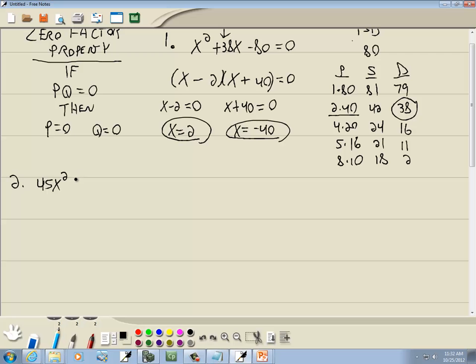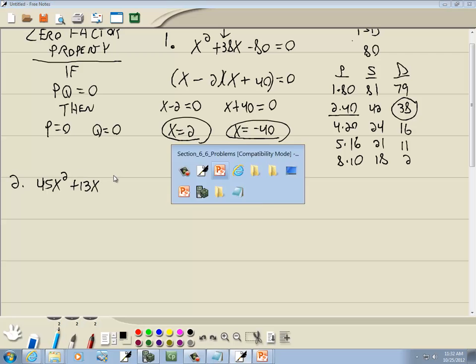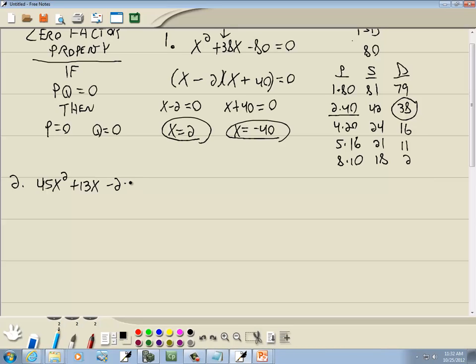45x squared plus 13x minus 2 equal to 0. And we want to solve this. Well, again, the zero factor property says you get 0 on one side. Now we've got 0 on one side. And then we factor the other side.